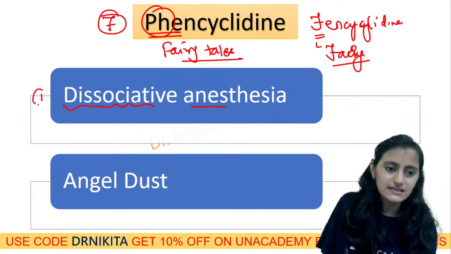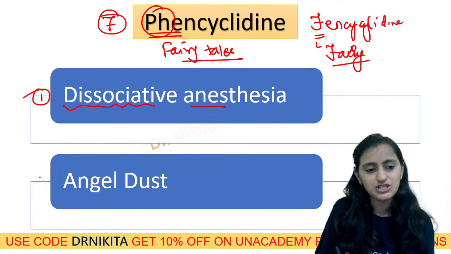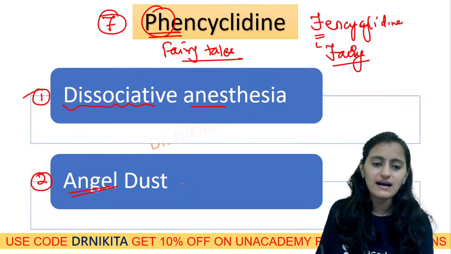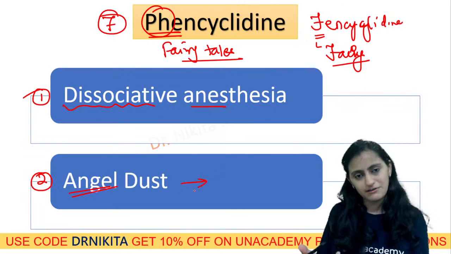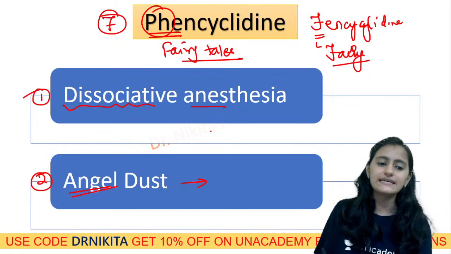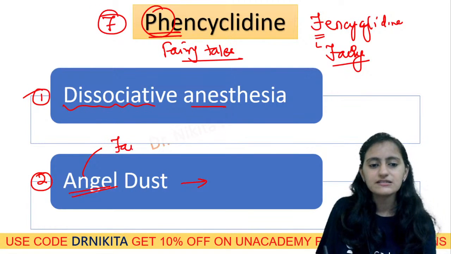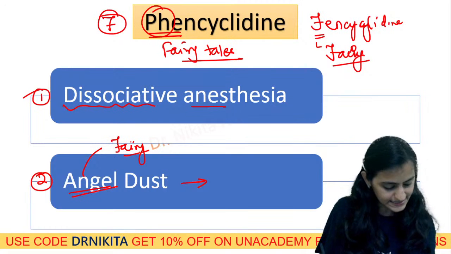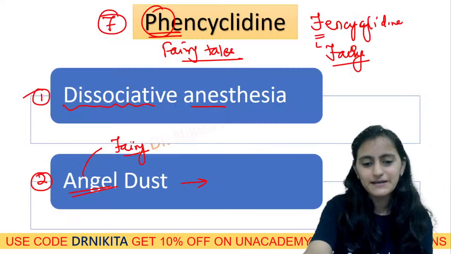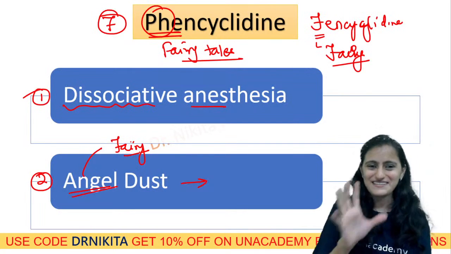So fairy tales give rise to dissociative anesthesia, and fairy is also called as angel. So if they ask you angel dust, which is very frequently asked, is other name for which drug? It is Phencyclidine, because angel is fairy. That is Phencyclidine. Next one. Okay, next one to hai nahi, we are done with the table.